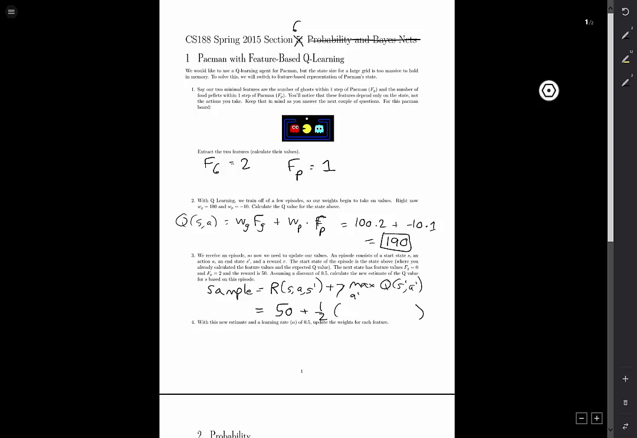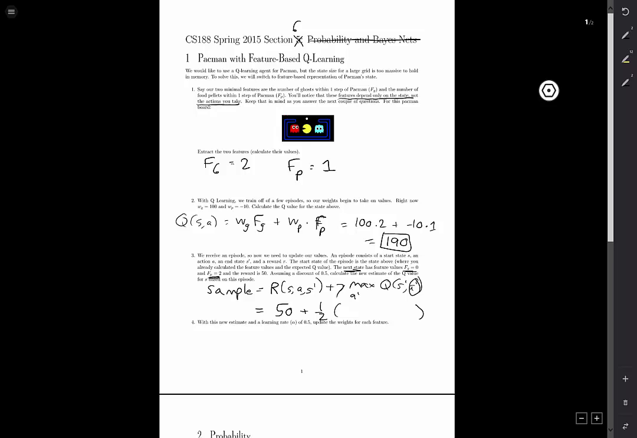So what do they tell us? They tell us that the next state has features FG equals 0 and FP equals 2. If we know the features, we go back up to the problem statement and we notice this: the features depend only on the state, not on the actions you take. So when we want to calculate Q of S prime comma A prime, and we're maxing over A prime, it actually doesn't matter, because A prime is never used.